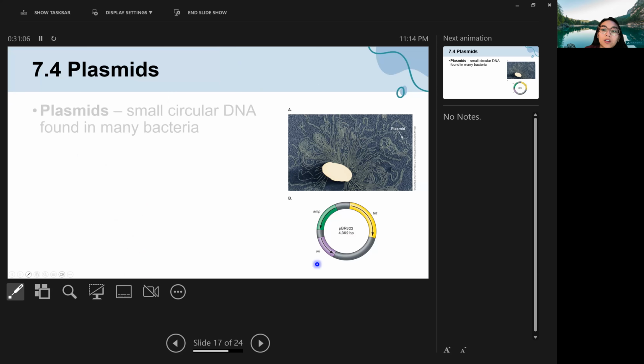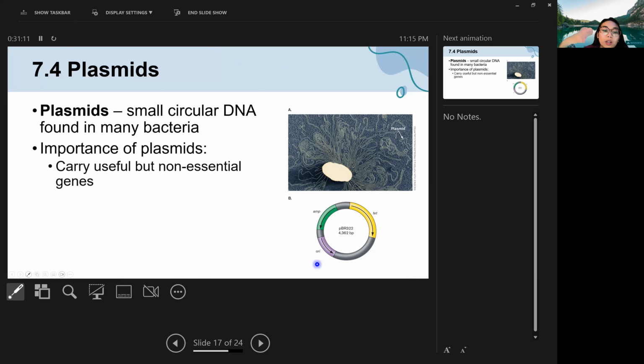So plasmids, again, are these small circular pieces of DNA. And why are these plasmids important? Well, again, they carry useful but non-essential genes. What that means is that the genes are useful, meaning maybe it gives a bacteria a new characteristic or something like a survival gene, but it's not essential, meaning that it's not a gene that is necessary for the growth or metabolism of the bacteria. It's just a gene that would be nice and is helpful, but it's not necessary for living.